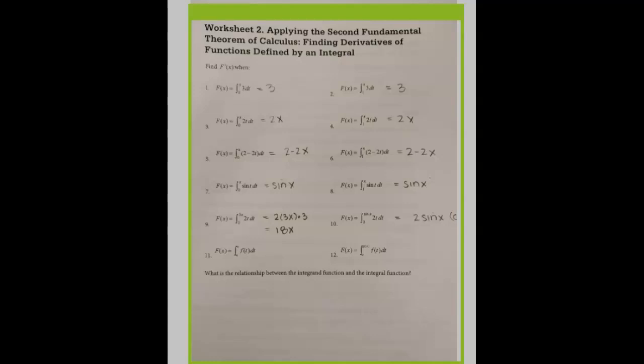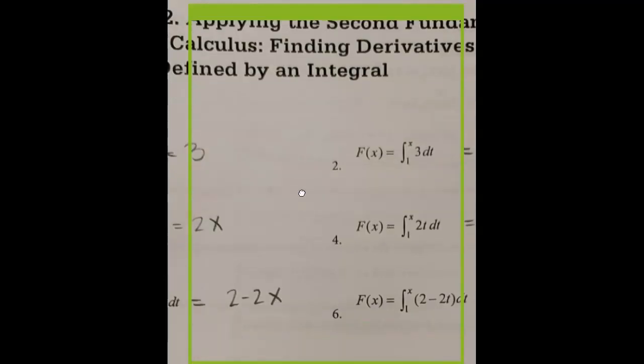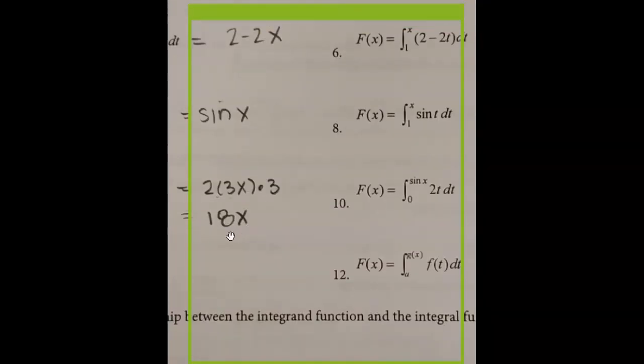So again, for most of that, the answers were opposite each other because all they did was change the lower bounds of constants. So you had like 3, 2x, 2 minus 2x, sine x. This one was 18x. That was 2 sine x, cosine x. So there's a cosine x over on 10. And then down in 11, that was just f of x. And 12, you had g of x times g prime of x.